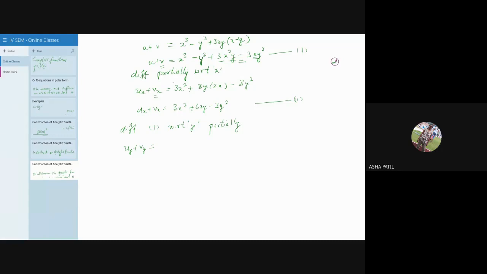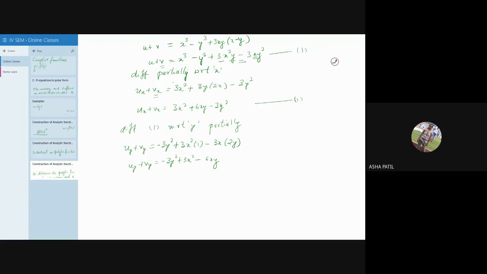Derivative of x cube will be 0. Then, what we have next? Derivative of minus y cube is minus 3y square, plus 3x square is held constant. Derivative of y with respect to y is 1, minus 3x constant. Derivative of y square is 2y. So we have uy plus vy is equal to minus 3y square plus 3x square minus 6xy.